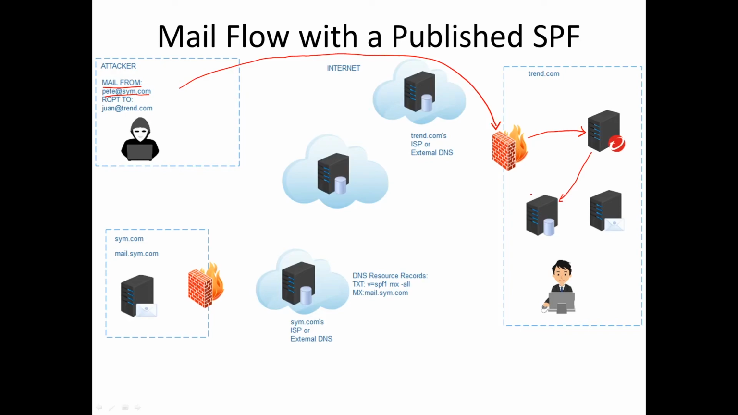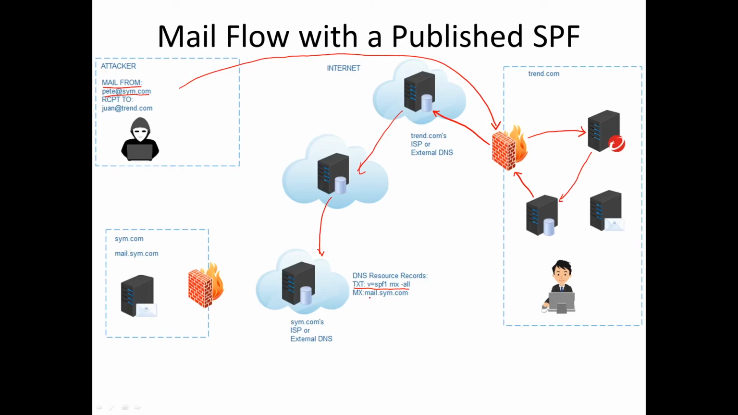So that will go outside to the internet until it reaches the DNS server of sim.com. But this time, sim.com has an SPF record in its database, which is the TXT record v=spf1 mx -all. For this record, it only means that only the listed IP address or addresses of the MX record are allowed to send email on behalf of the sim.com domain.